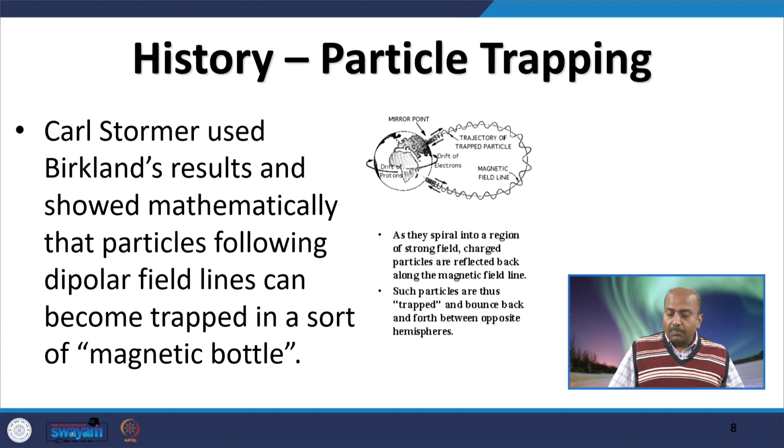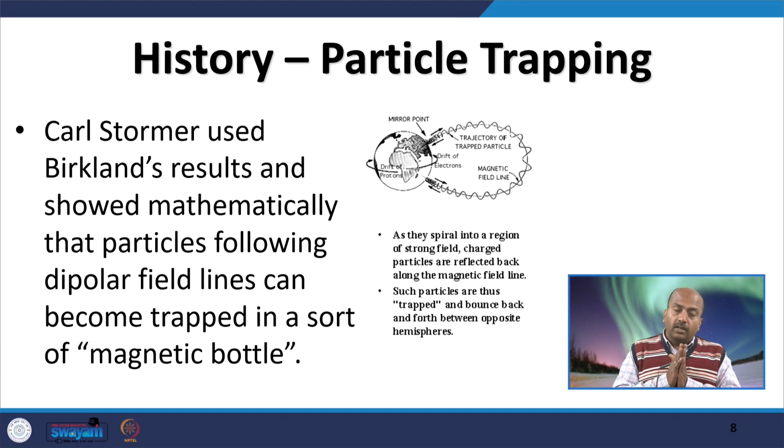Okay. So, as the particles spiral into a region of very strong magnetic field, charged particles are reflected back along the magnetic field, and this is basically the gist of all that I have said. So, such particles are thus trapped and bounce back and forth between opposite hemispheres, right. Now sometimes it may so happen that if you combine the actual tilt of the Earth, then you will realize the concept of day and night or the seasons.